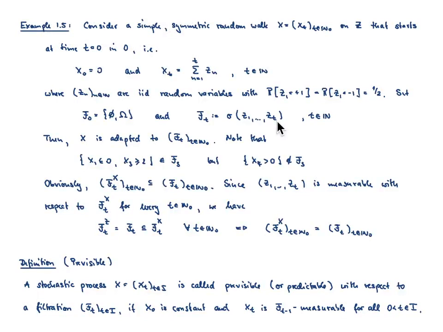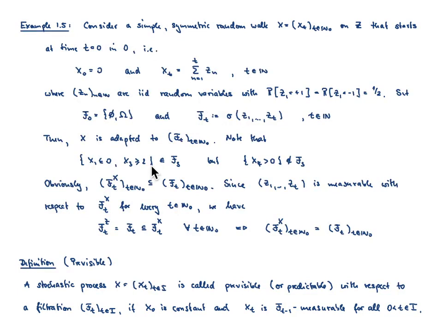And what you observe now is, first of all, the process X is adapted to that filtration. Why? Let's consider Xt. Xt is a function of these random variables Zn. These random variables Zn are measurable with respect to this sigma algebra. And since Xt is a composition of measurable maps, namely the sum of these measurable maps, it is as well measurable with respect to Ft.